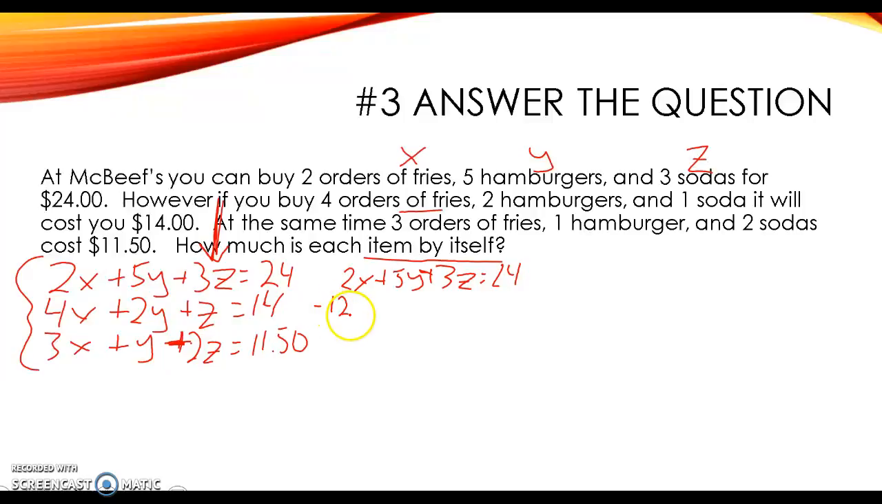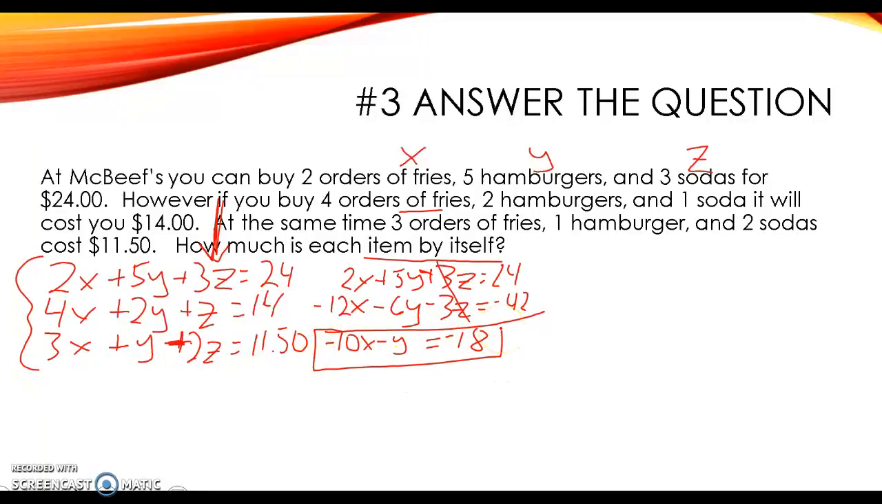So I will have a -12x, and then a -6y from the 2y, then -3z from the z, and then 14 times -3 is -42. The reason I did those is because now I can eliminate the z's here by adding these two equations together. I will have a -10x, 5y minus 6y is a -y, the z's are eliminated, and 24 minus 42 is -18. And there's my first equation with 2 variables that are x's and y's.